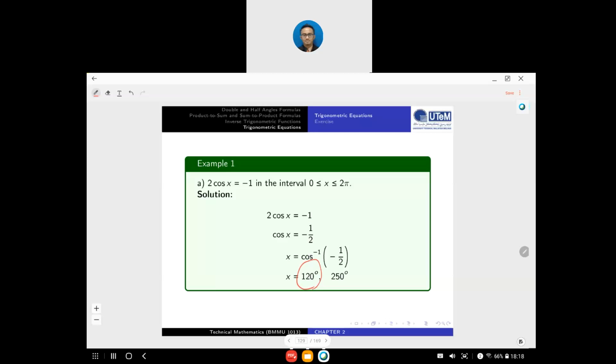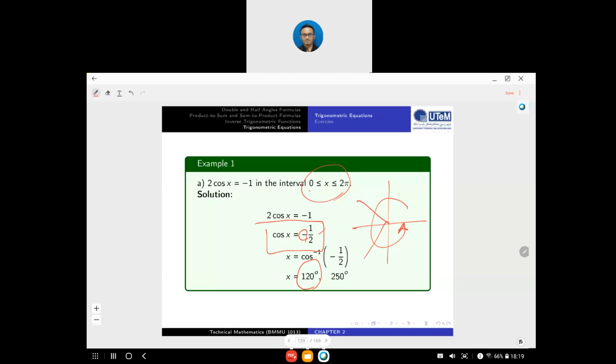Tapi kita kena tahu, cosnya adalah negatif. Bila cos negatif, dia akan duduk dekat kuadran kedua dengan kuadran ketiga. Sebab dia nak adalah between 0 until 2 pi, 360 darjah. Okay. So dia mesti at least kena ada dua jawapan. Depend on the question lah. Kalau dia antara 0 until 2 pi ni, biasanya kena ada at least dua jawapan. Sometimes ada 4 jawapan. So kalau awak tekan calculator, tengok calculator awak tu bagi apa. But you must refer back.